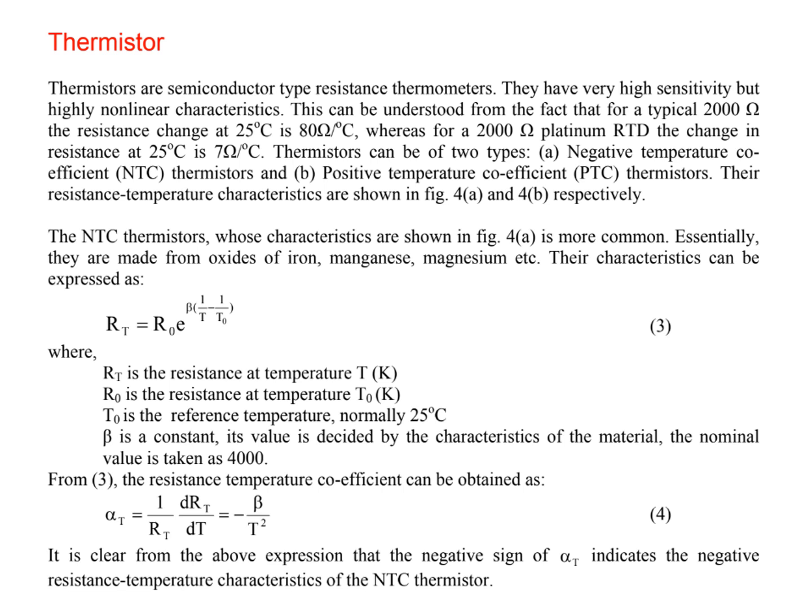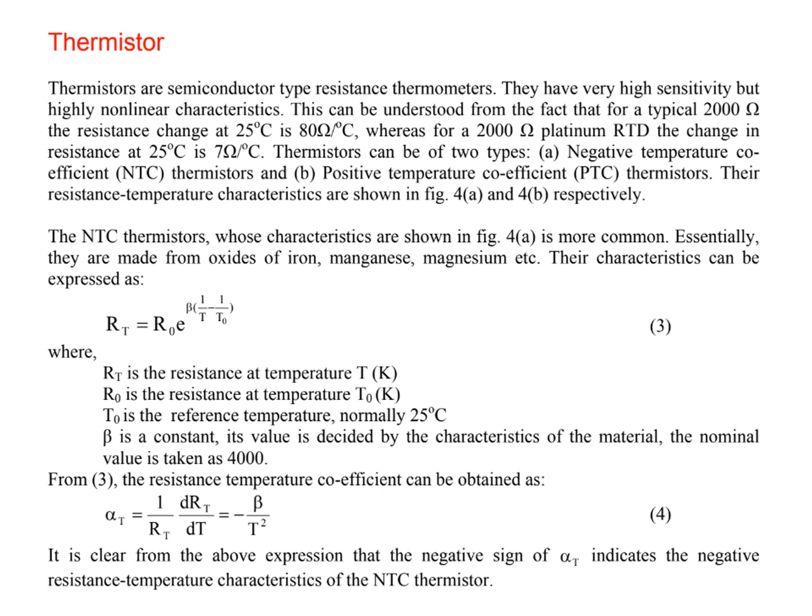It is made up of oxides of iron, manganese, magnesium, etc. The characteristics can be studied using RT equals R naught times e power beta times (1 by T minus 1 by T naught), where RT is the resistance at temperature T, R naught is the resistance at temperature T naught, T naught is a reference temperature normally maintained at 25 degrees Celsius, and beta is a constant whose nominal value is 4000.